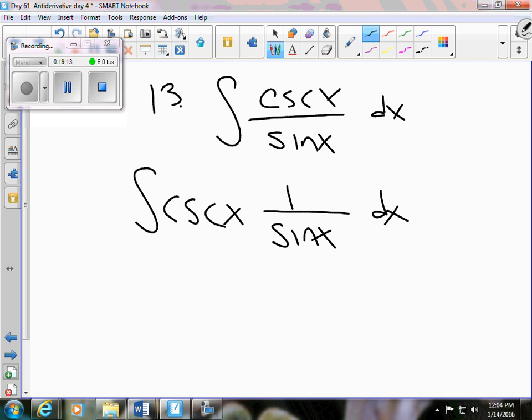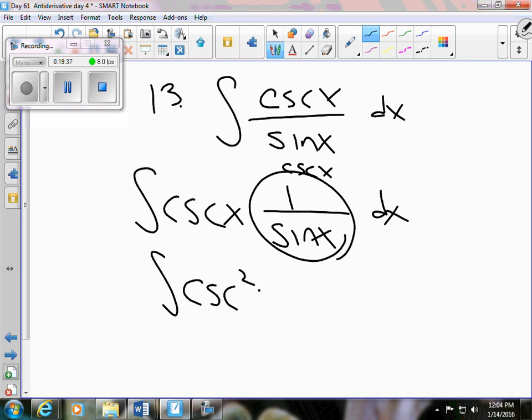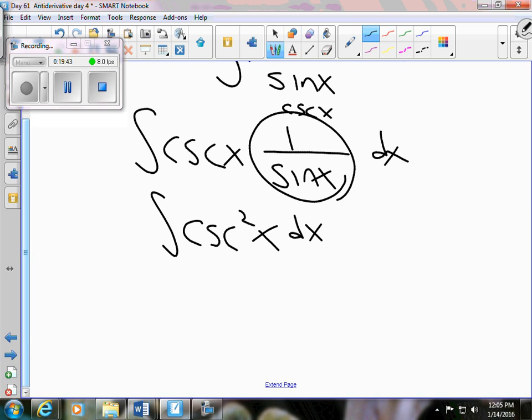So sine x in the denominator is the same as what in the numerator? A cosecant in the numerator. Whenever you see anything in the denominator, I could just replace it with its reciprocal in the numerator. If I split it up, maybe it's easier to see, that's just cosecant x. So now we're integrating cosecant x squared, and as long as you know your formulas, you're good to go. What is the antiderivative of cosecant squared?